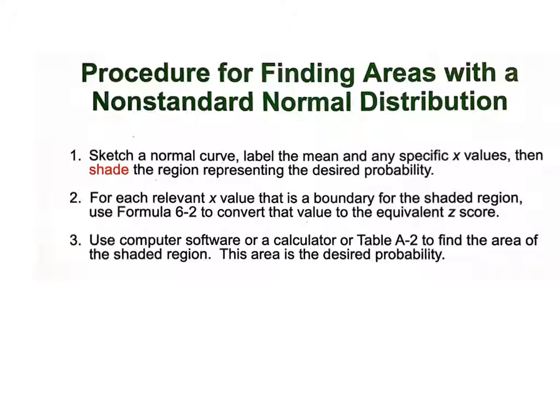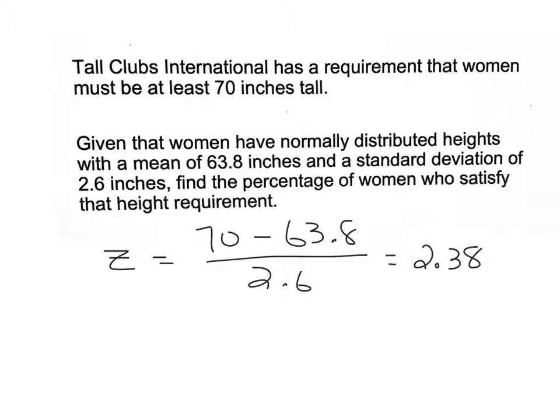Procedures for finding the areas are pretty much the same as yesterday. We're going to draw the curve, label the mean and any specific values, then shade the region, the probability you want. For each relevant value x, that's a boundary, find the z-score for your x value by doing x minus the mean over standard deviation. And then either use a computer or a calculator or your table to find the probability. So all we're adding to yesterday is really finding the z-score first and then using the same software we used yesterday. All right, let's look at an example.